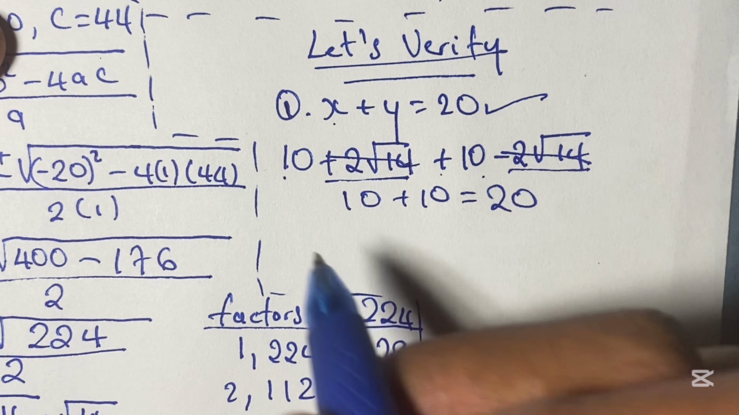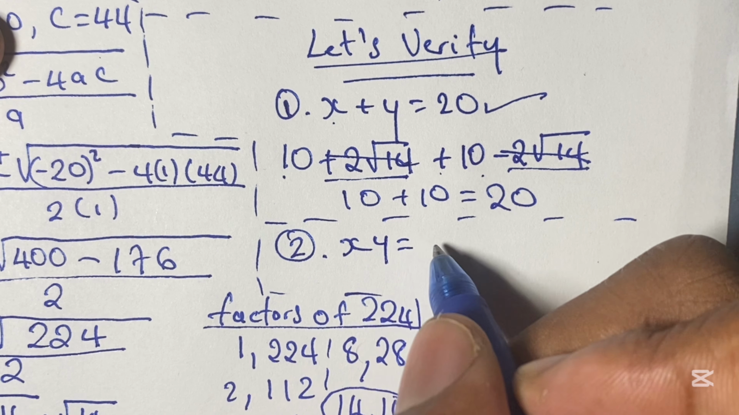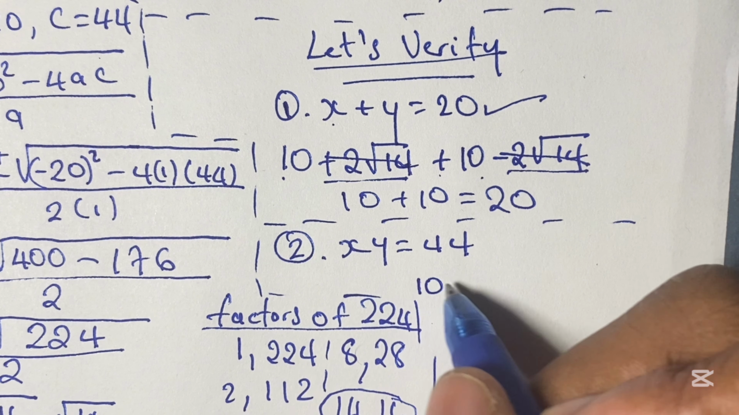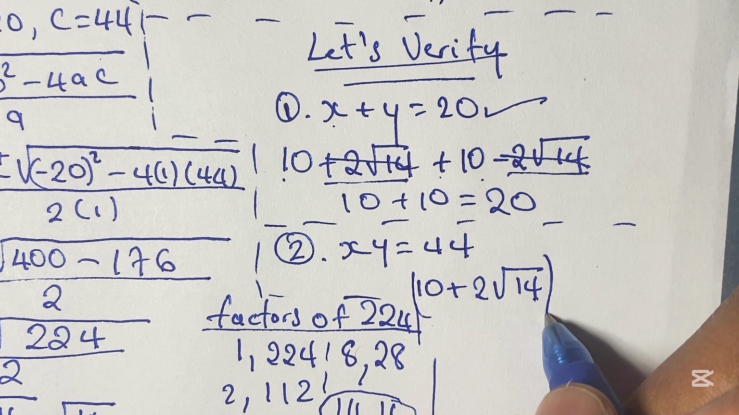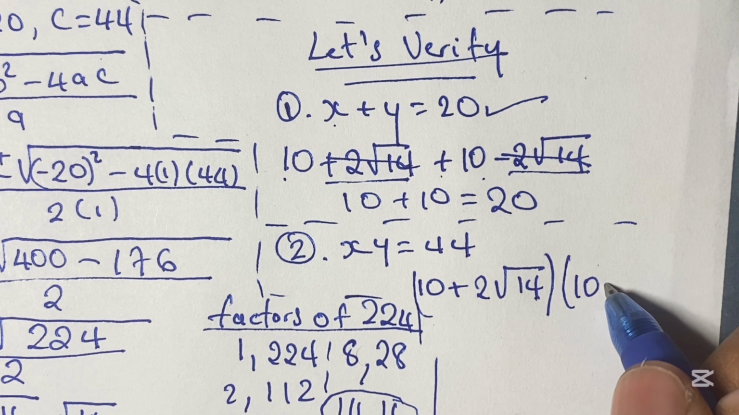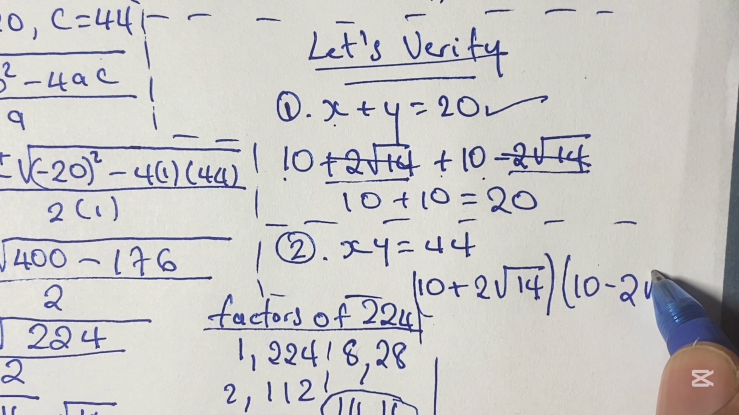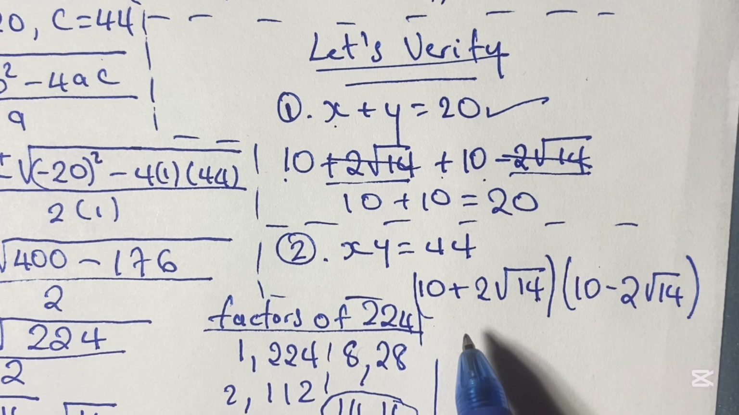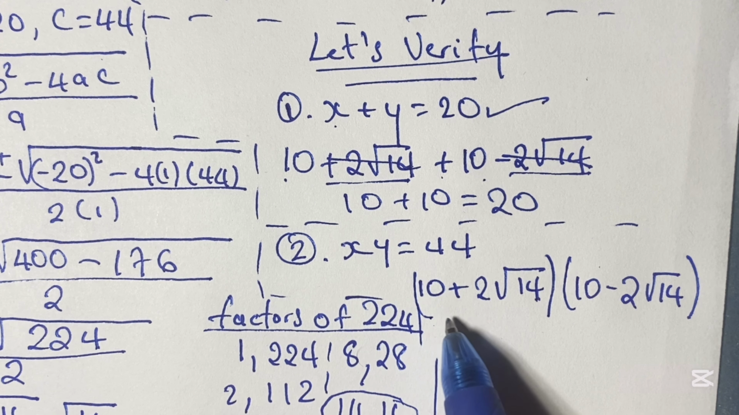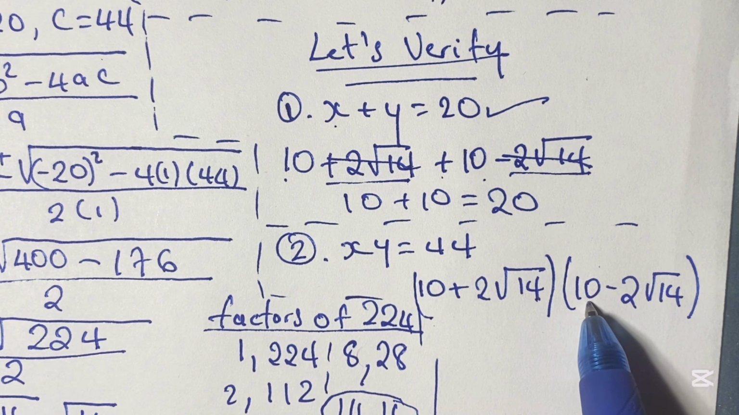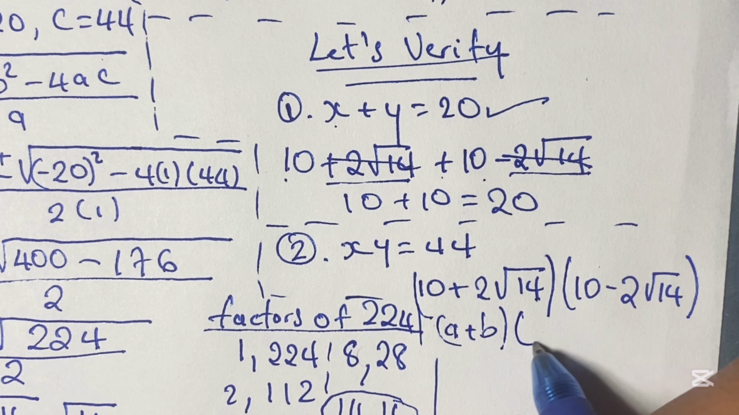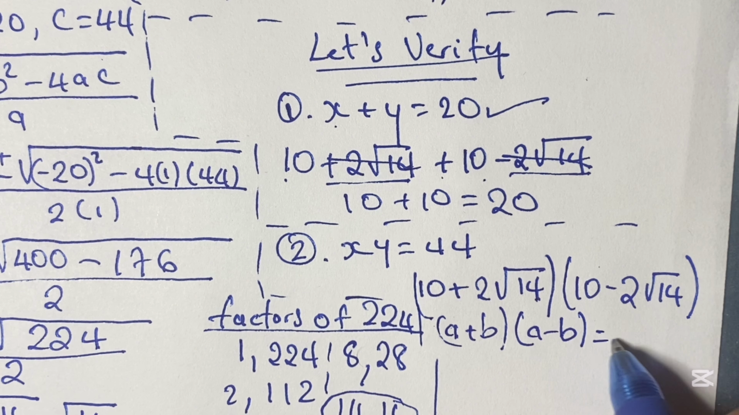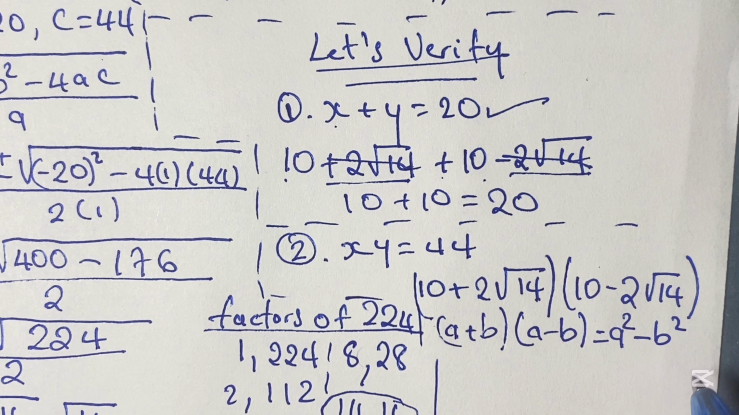Now let's verify our solution on our second equation, where we have x times y is equal to 44. Again, we are using our first solution, so we have 10 plus 2 root 14 for x1, and for y1 we have 10 minus 2 root 14, and we set them to multiply each other as follows. If you look carefully, we have something looking very similar as something you will call the difference of two squares, where we have a plus b in one bracket and in another pair of brackets we have a minus b is the same as a squared minus b squared.